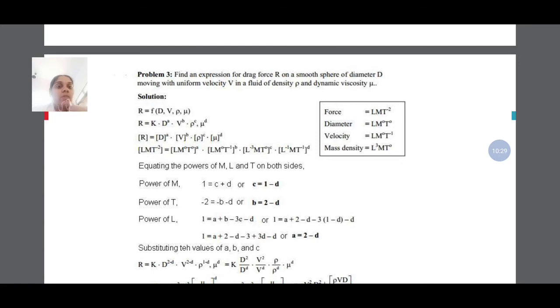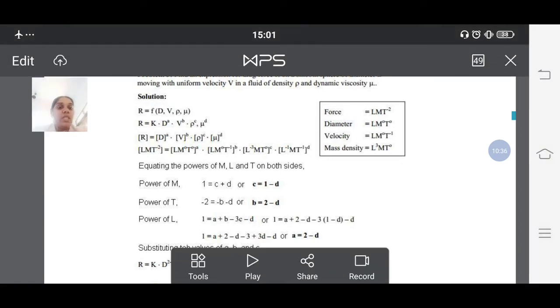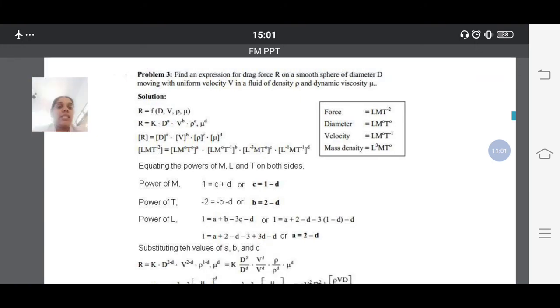Then in the fourth term, the power of t will be minus 1 and the whole power will be d. So t power minus 1 into d. So simply we can write this as minus d. So the power of t is minus 2 on the left side and the other terms will be on the right side. So minus 2 is equal to minus b minus d, or we can also write this as b equal to 2 minus d.